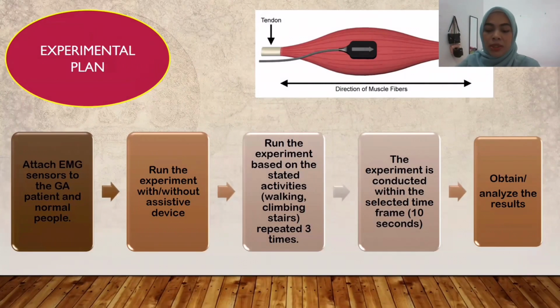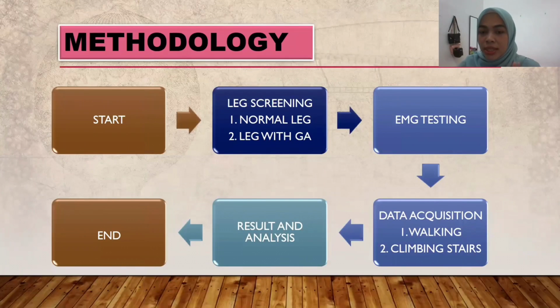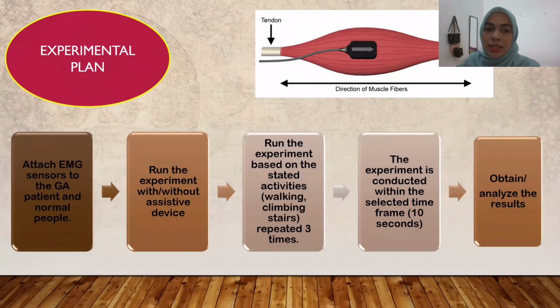Okay, for the experimental plan, from the previous is EMG testing. So for the EMG testing, I need to plan for the experiment. As you can see here, the first is I need to attach the EMG sensors to the muscle of the gait patient and normal people, and then run the experiment with and without assistive device.